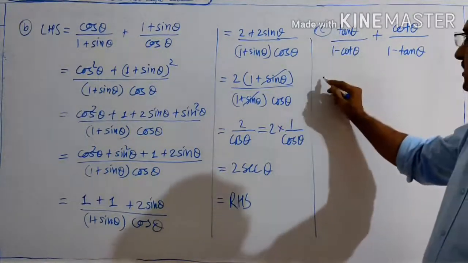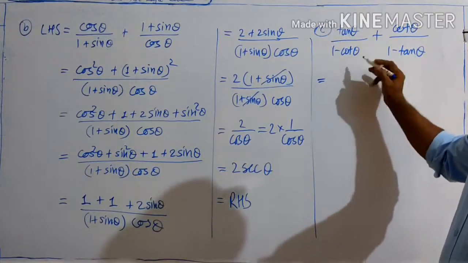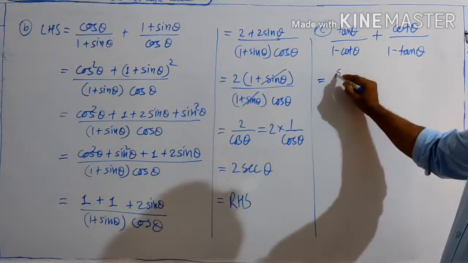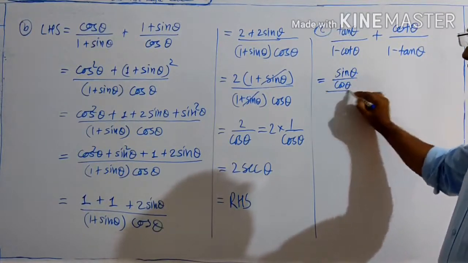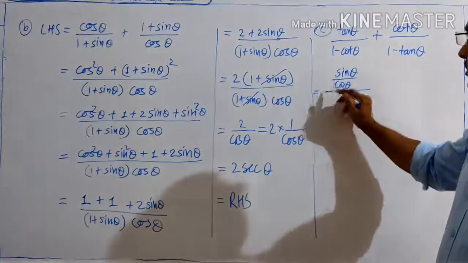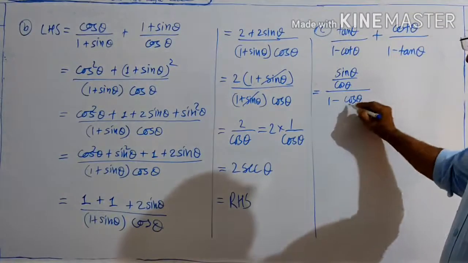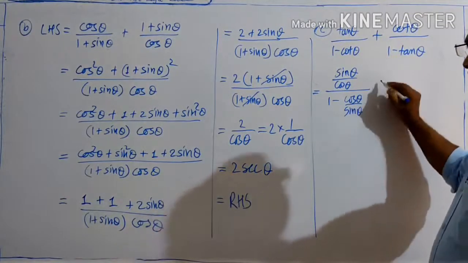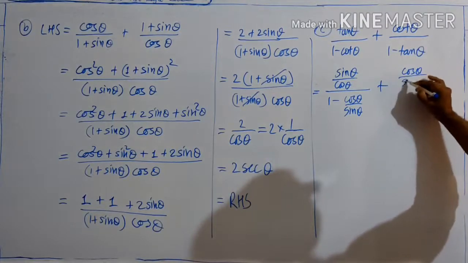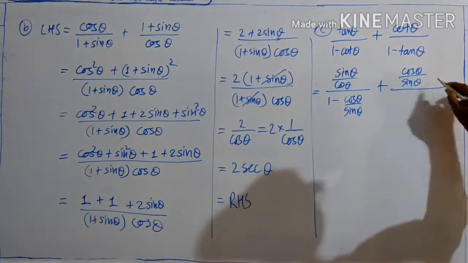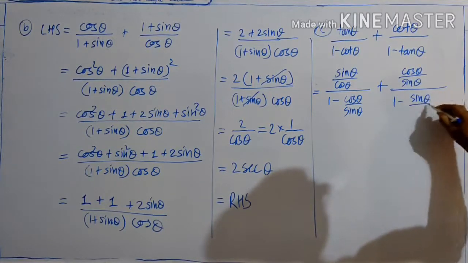So here we cannot make use of identity directly. So here we will start with converting tan theta into sin and cos. Cot also we will convert into sin and cos. So tan theta is equal to sin theta upon cos theta. Denominator is 1 minus cot theta, that is 1 minus cos theta upon sin theta, plus here cot theta, that is cos theta upon sin theta. Denominator is 1 minus tan theta, that is 1 minus sin theta upon cos theta.